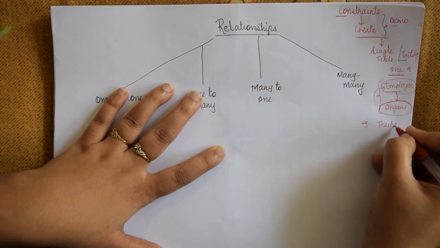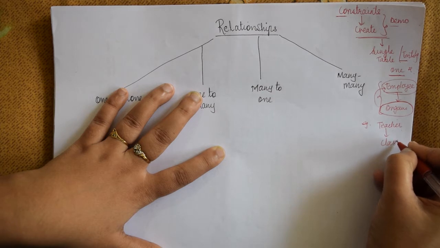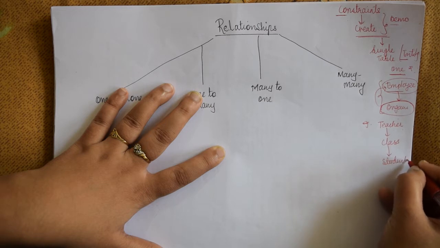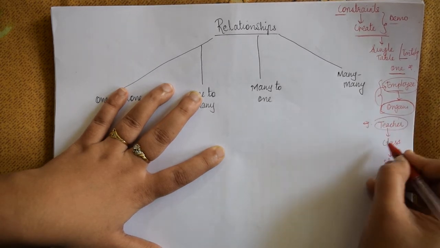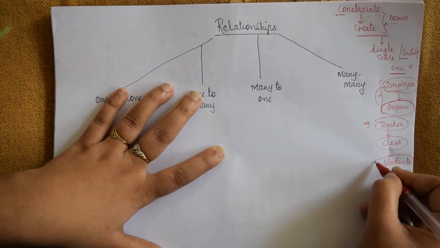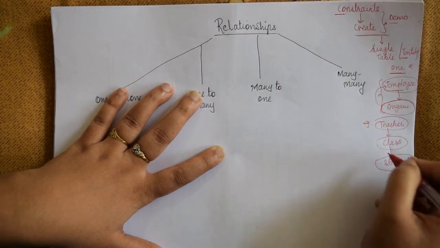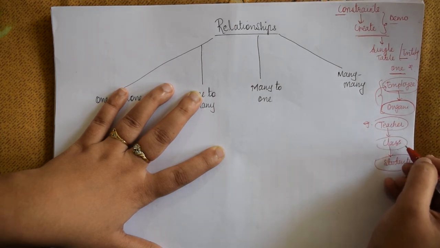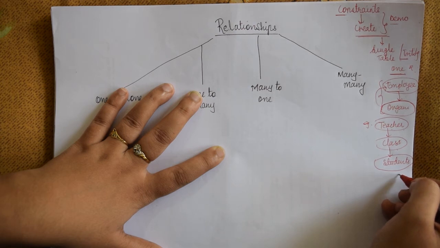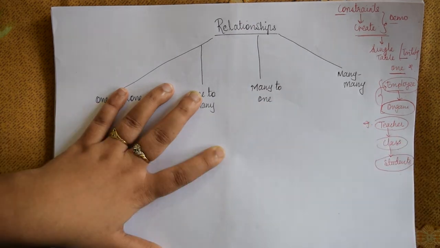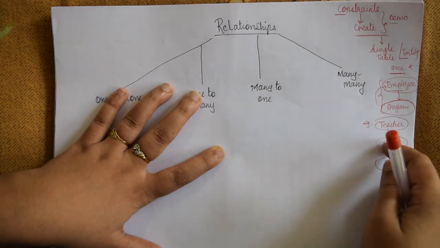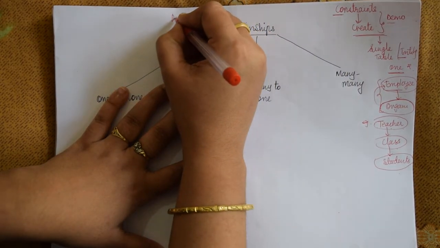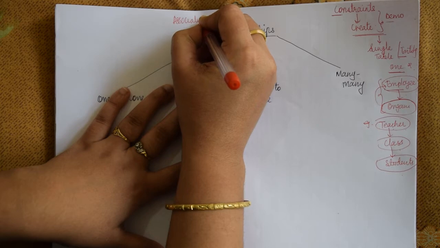Now we can take one more example. A teacher teaching a class, and the class consists of students. So my three different entities, teacher, class and student, are linked and associated with each other. The teacher is teaching a class and the class consists of students. In this way there are different relationships in DBMS, so your tables are related with each other. Relationship is nothing but the association among entities.